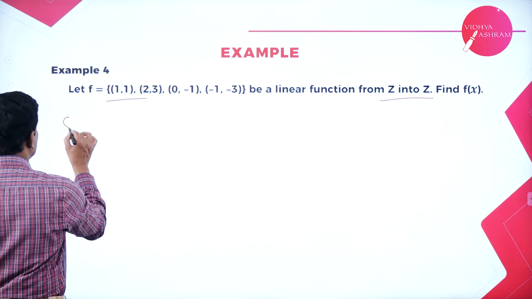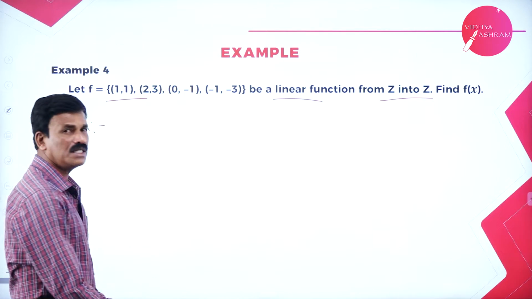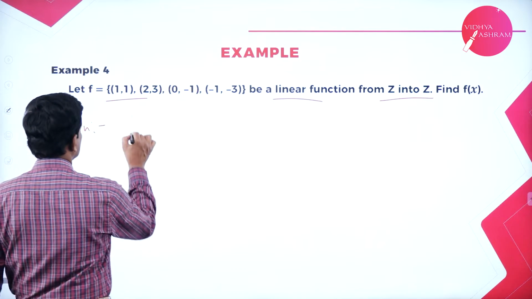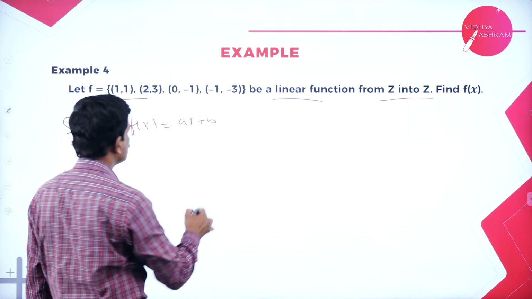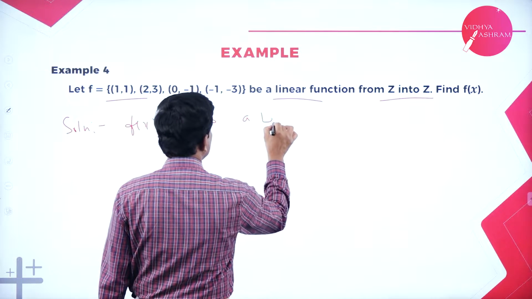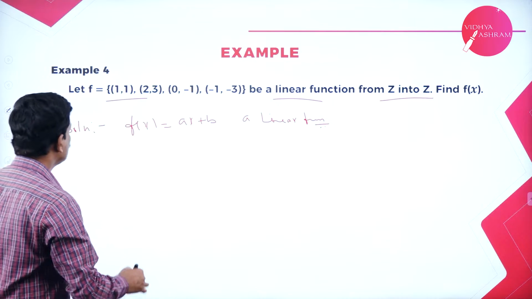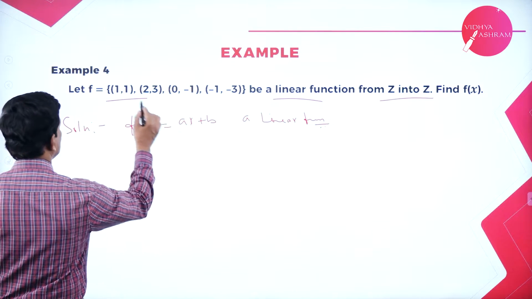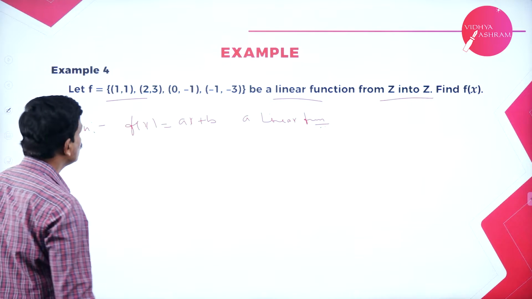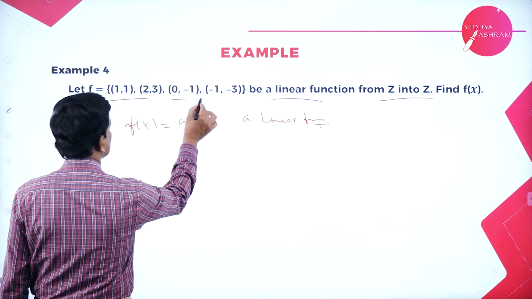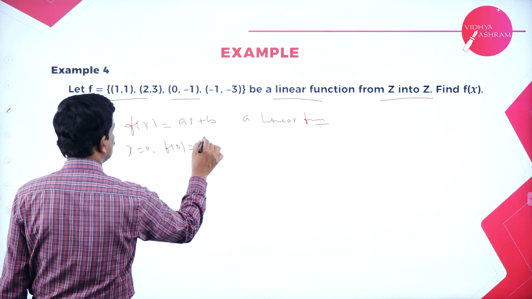So, here what is given? This is a linear function. F of x is a linear function. Linear function means, let us consider f of x is equal to ax plus b. Now, what are the values given? When x is equal to 1, f of 1 is 1. When x is equal to 2, f of 2 is equal to 3, like that. When x is equal to 0, f of 0 is equal to minus 1.